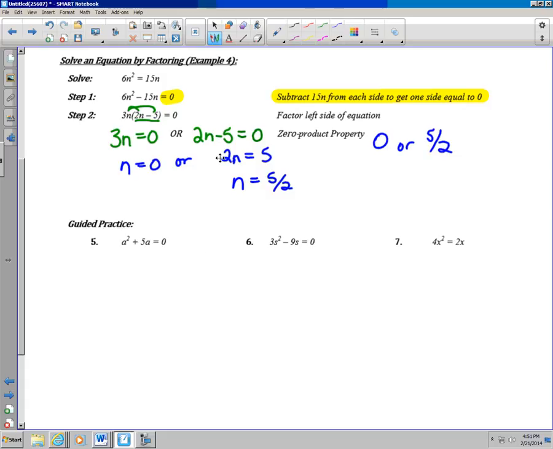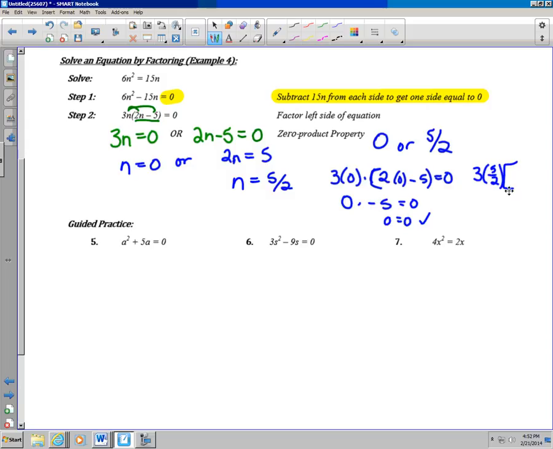Do a quick mental check. Put in 0 for 3n. 3 times 0 times 2n, 2 times 0 minus 5 equals 0. So we have 0 times, and then 0 minus 5 is negative 5 equals 0, and 0 does equal 0. That checks.